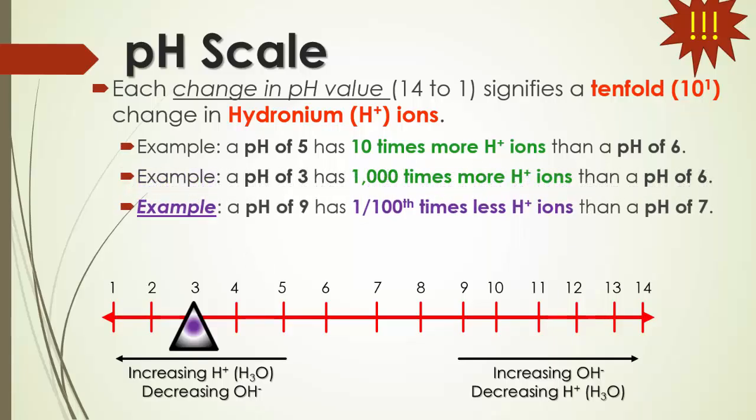So a pH of 9 has 100 times less hydrogen ions than a pH of 7. That's because we're increasing the pH 2 times, so 7 to 8 to 9, which means that you're dividing it by 10 now. As you increase, you divide. As you decrease, you multiply.